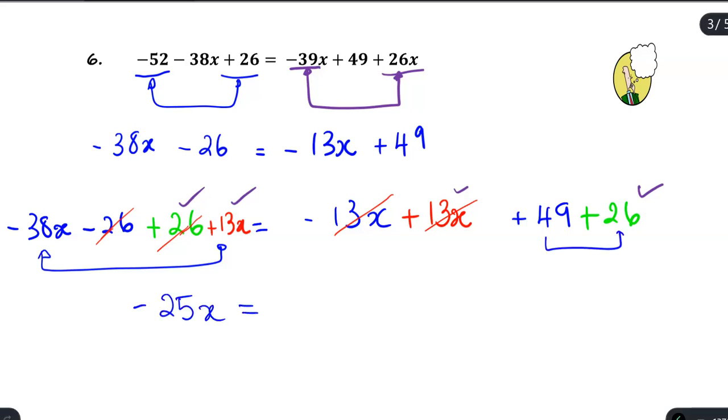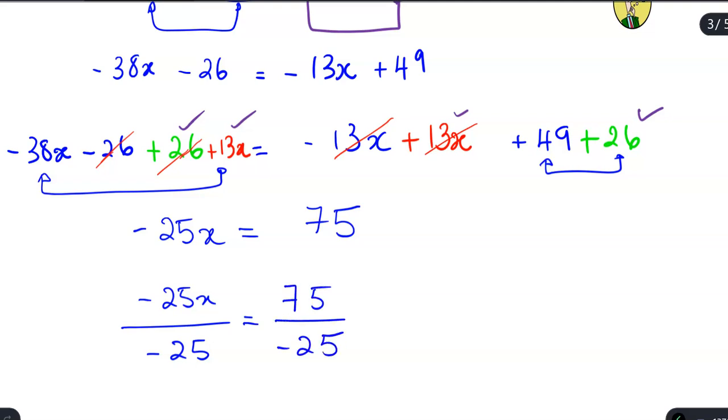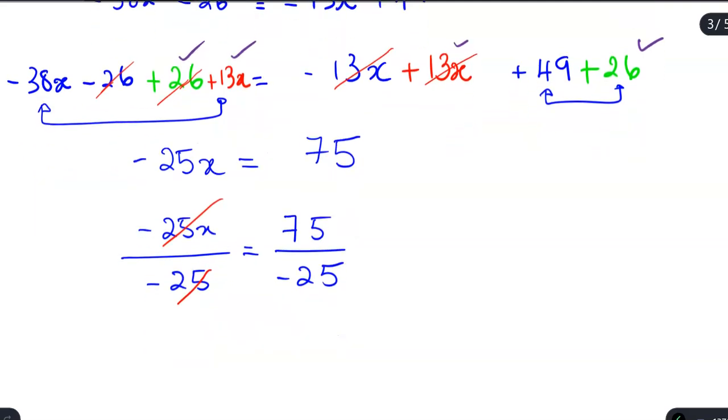And combining these two, I should have 75. Okay, so now I can divide both sides of the equation by negative 25. So this is gone, and this should give me just x left. And then the answer for this one is 75 divided by negative 25. It should give me negative 3.